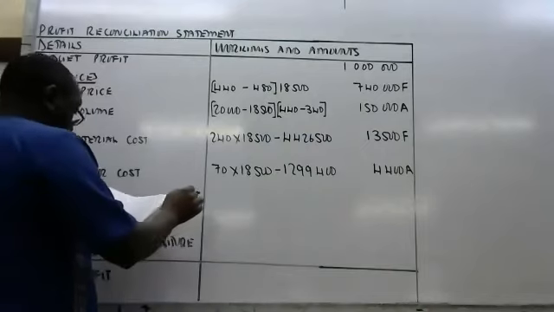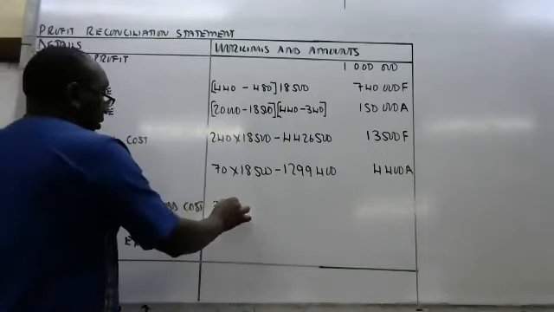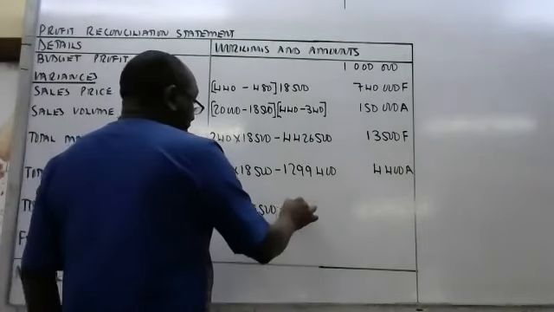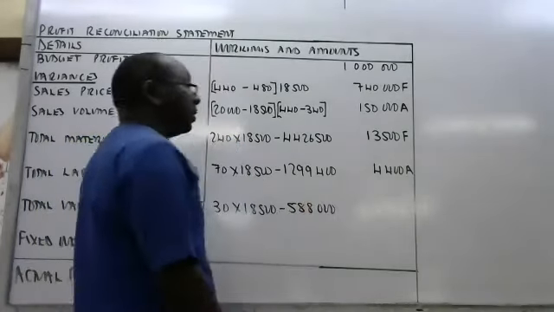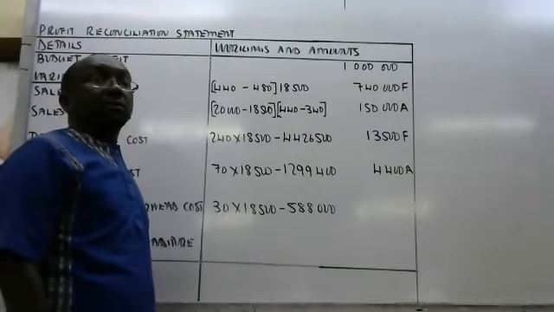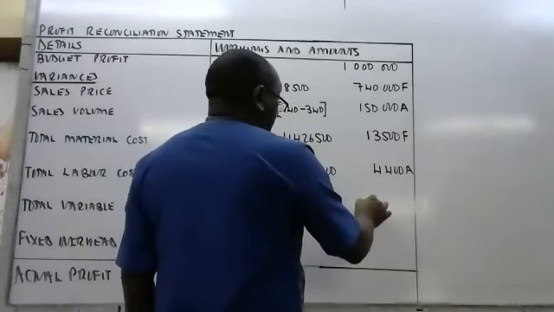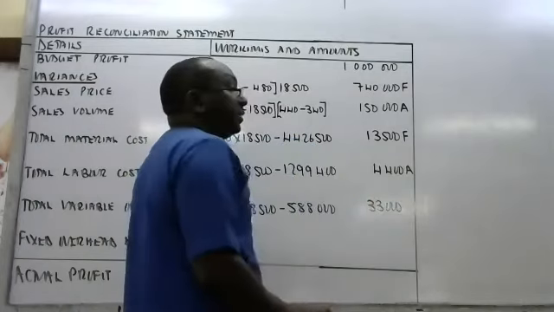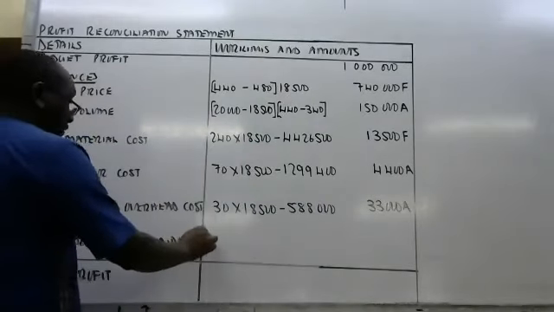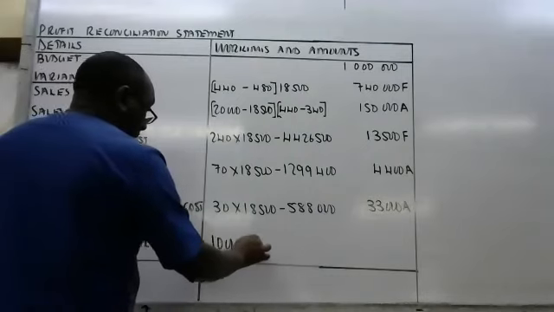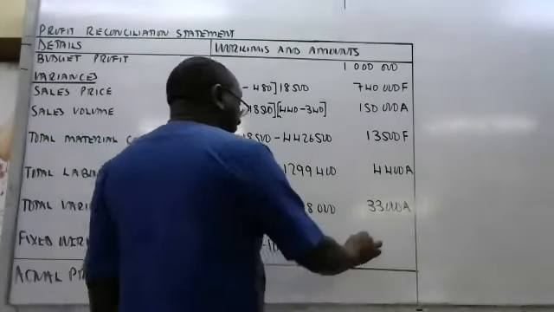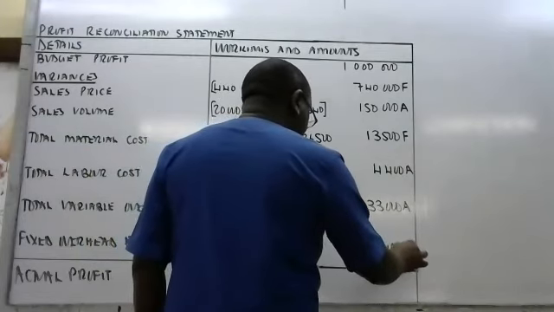Then for the variable overhead, it is that times 18,500 minus 588, the actual. That gives 3,000, adverse. The fixed overhead expenditure is budget fixed overheads of 1 million minus the actual of 1,040,000. And that gives us 40,000, which is adverse.